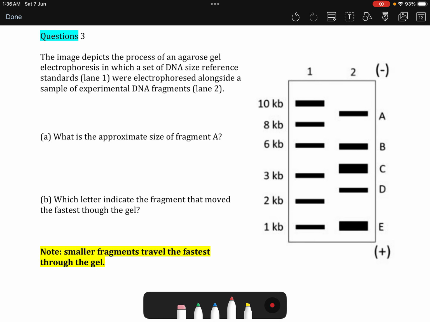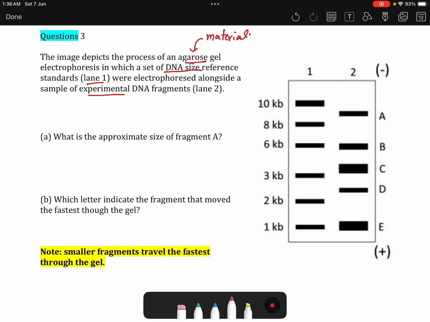Question. The image depicts the process of an agarose gel electrophoresis. Don't worry about the agarose; agarose is a material which is used to make this gel. So agarose gel electrophoresis is the same as electrophoresis, in which the sets of DNA size, lane 1 were electrophoresed along with a side sample of experimental DNA.